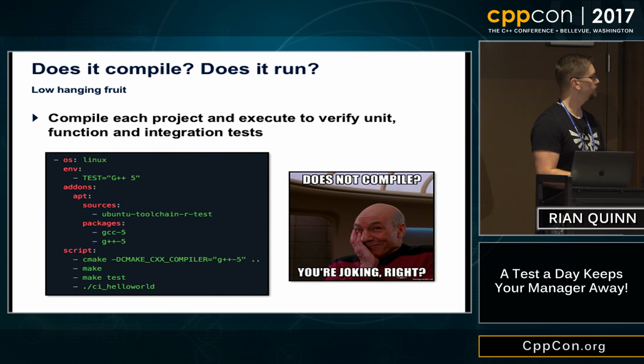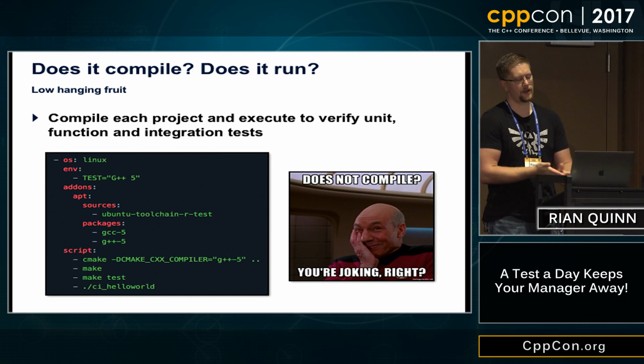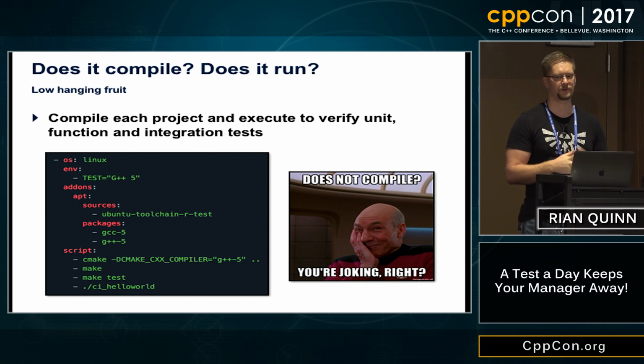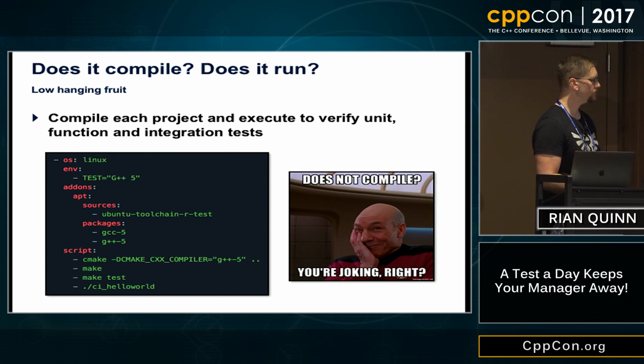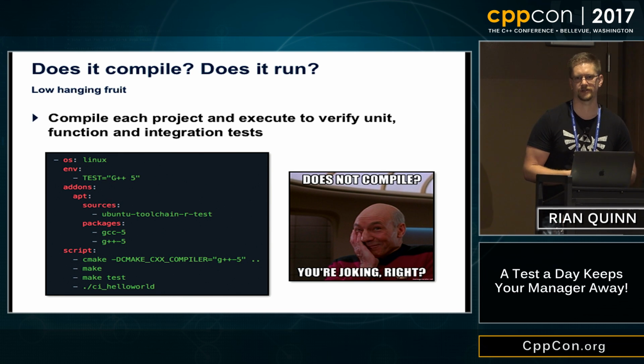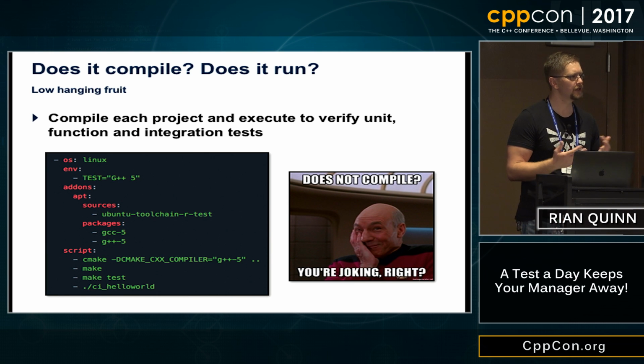All right, so let's jump right into this. The number one largest return on investment you can get for setting up continuous integration is, hands down, does it compile and does it run? Because that can actually be quite a bit of work depending on the project. On a really small project, the amount of stuff that has to happen is probably pretty minor.